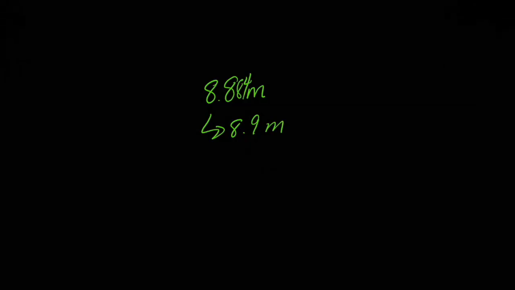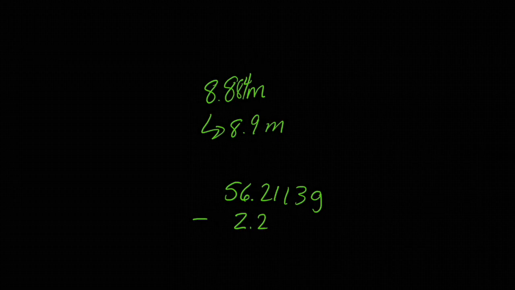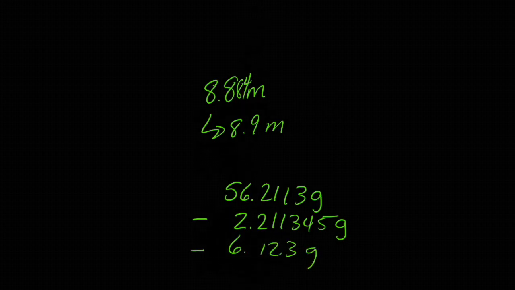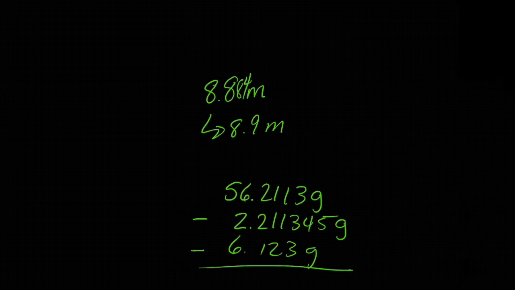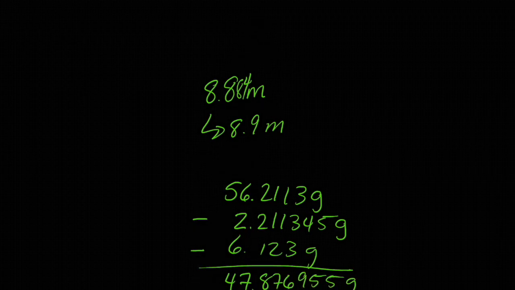All right, let's look at another one, and hopefully I don't accidentally erase the screen again. 56.2113 grams minus 2.211345 grams minus 6.123 grams. First thing we do is we get a calculator answer. 47.876955 grams. The next thing that we're going to do is make a decision of how many digits we need after the decimal.